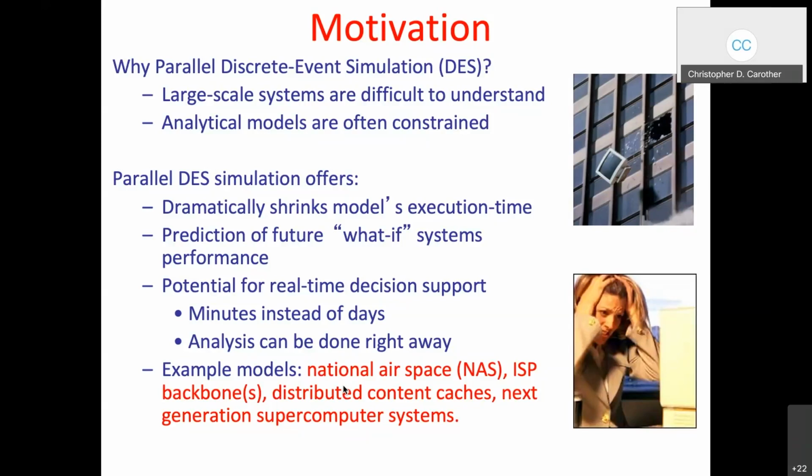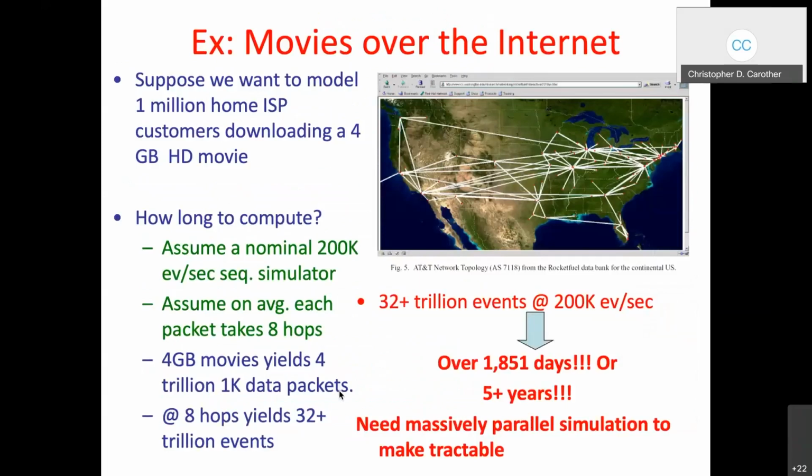Some examples of things we worked on or this technology has been used for are modeling the national airspace, modeling of all sorts of different networks, and of course, my interest has been modeling next generation supercomputer systems. So I just want to drive an example to be more specific. We did work on this problem when I did a faculty internship at GE, in fact. You want to model distributing content over the internet, movies over the internet, something that we've probably been taking advantage of a lot these days.